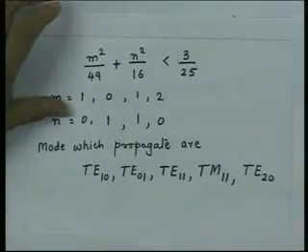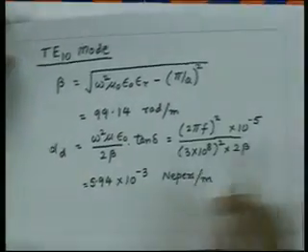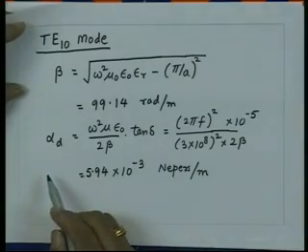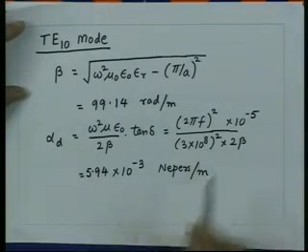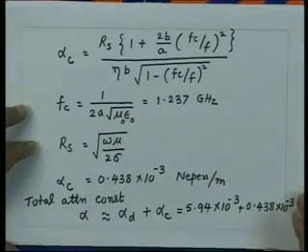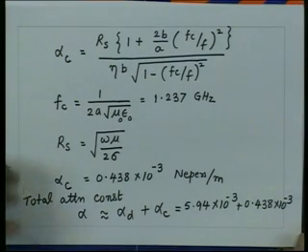From here then, for TE10 we can calculate the phase constant. Then by using the expression which we have derived, we find out the attenuation constant due to dielectric, and then we find out the attenuation constant due to the finite conductivity of the waveguide walls, and the sum of the two essentially gives the total attenuation constant.